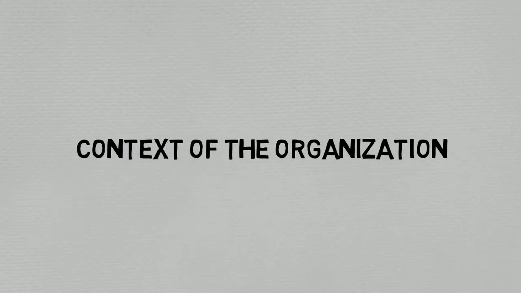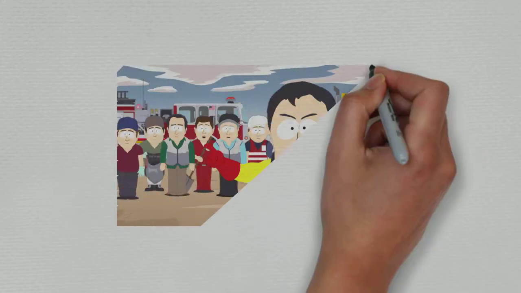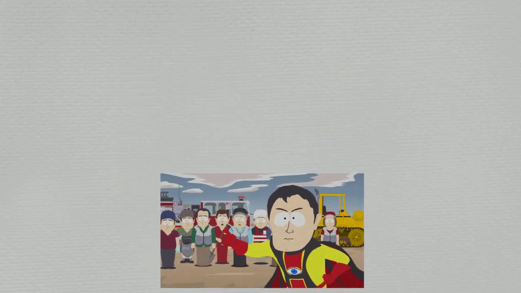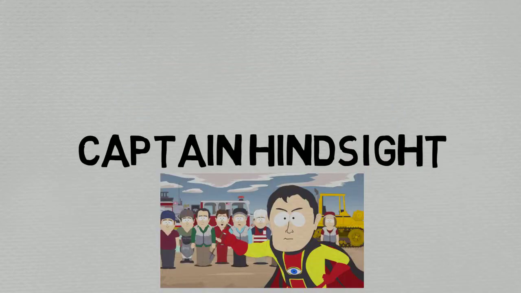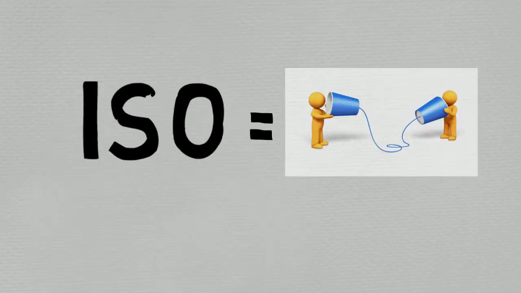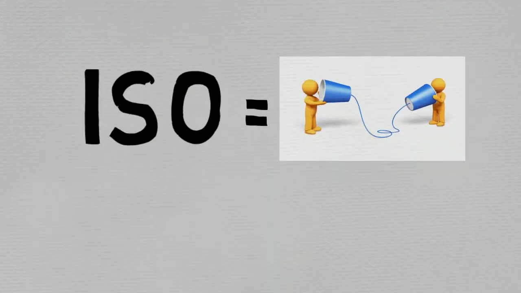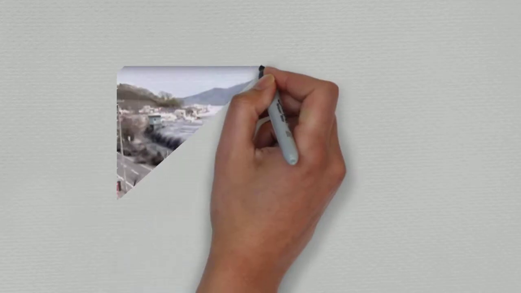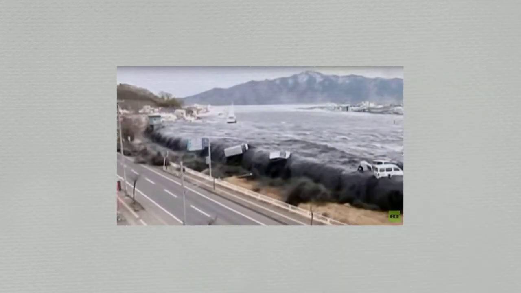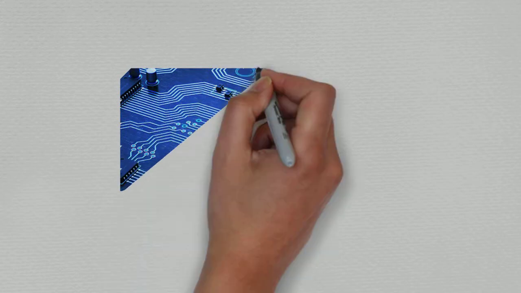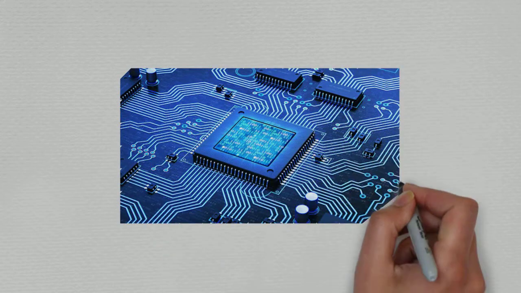This is context of the organization. Context of the organization is best explained by this guy, Captain Hindsight. And because of the fact that the ISO system is really the voice of the customer. Remember this happened a few years ago, the giant tsunami. Well, a lot of the people that were in this business ended up with supply shortages.